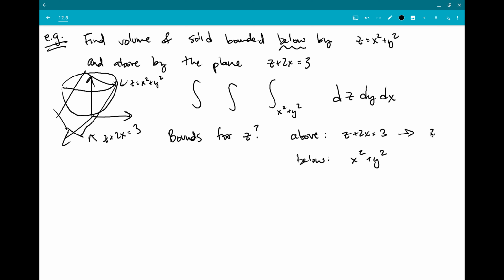So that's z equal 3 minus 2x. So there's some kind of curvy on bottom, flat on top shape that we're finding the volume of. Your textbook on page 969 has a picture of it that's better than what I've done here. So now we have to find the bounds for y.